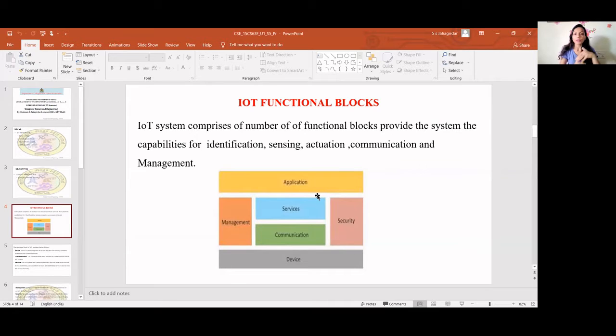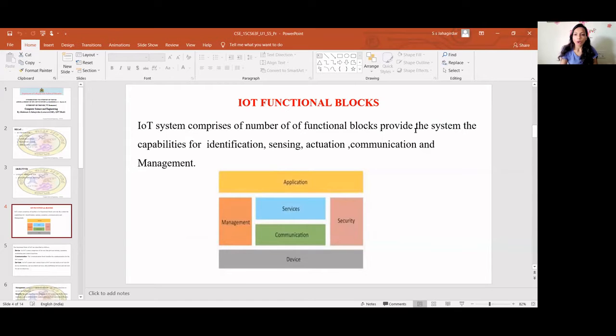This is a very important question: explain IoT functional blocks. It is one question that comes based on IoT functionality. Which are the different functionalities of IoT? The IoT system has these functional blocks.